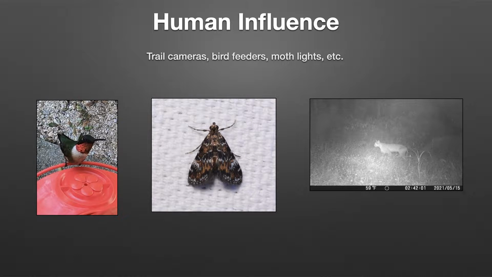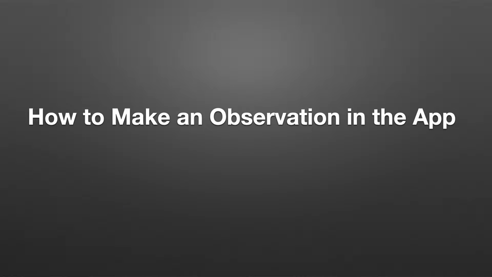Human influence is a reality in our world, and it's okay to make observations of wild organisms that are interacting with human landscapes. For example, you can post observations of wild birds that visit your bird feeders. Or you can run a moth sheet and post observations of moths that are attracted to your lights. Or trail cameras. They are a great way to make observations, and a human wasn't even present when the picture was taken.